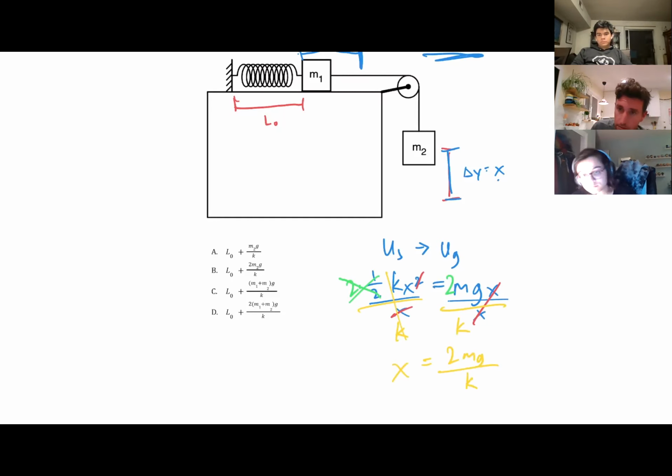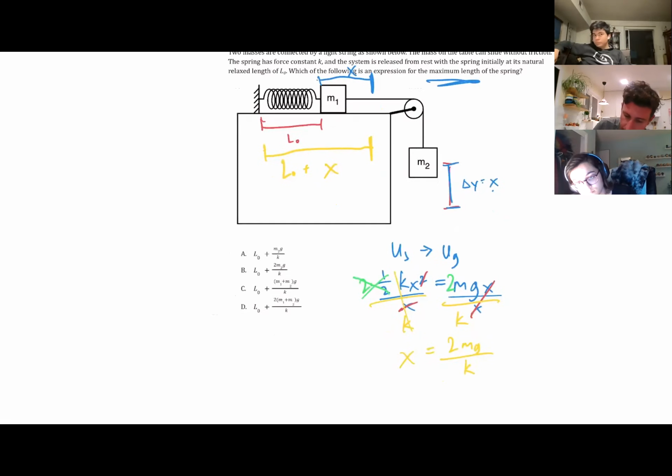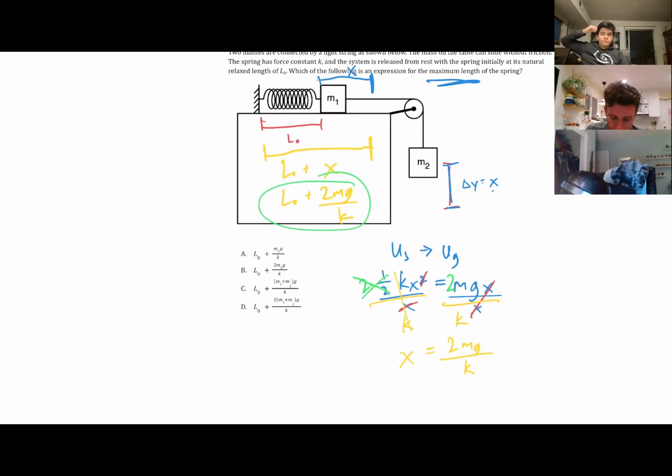That's my x part. And then my total max distance would be L sub 0 plus x, so L sub 0 plus 2mg over k. So that would be my grand total answer. L sub 0 plus 2mg over k is answer B.